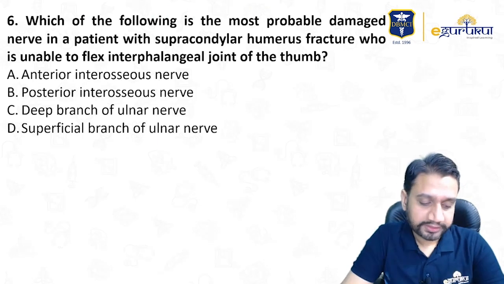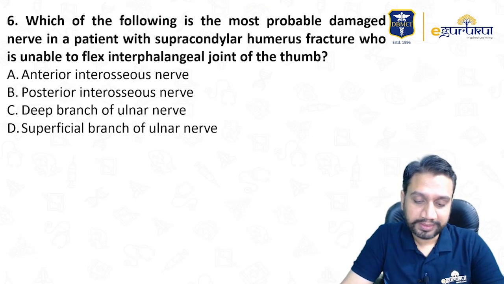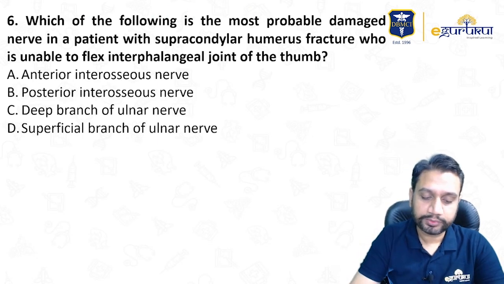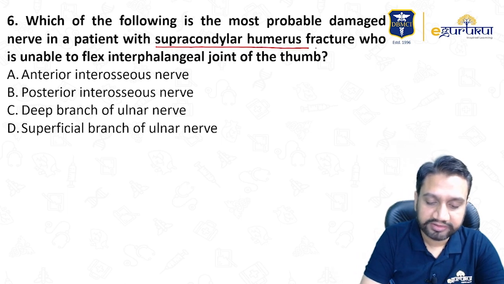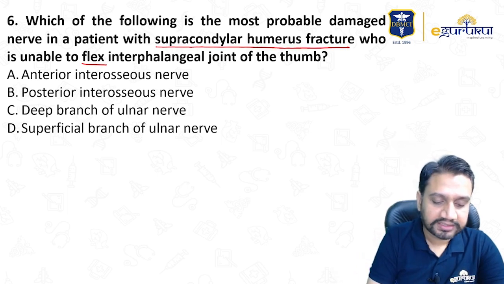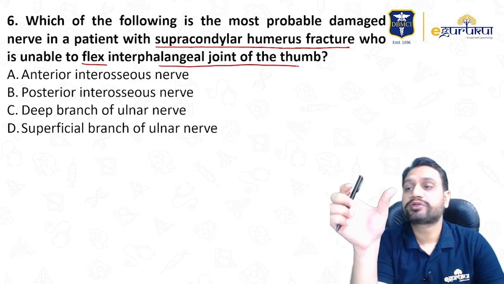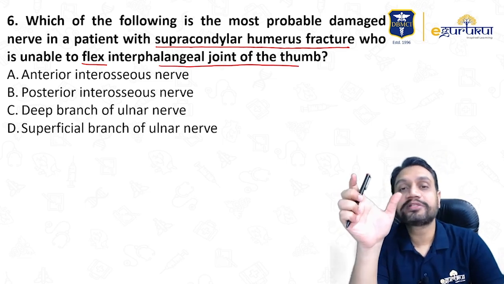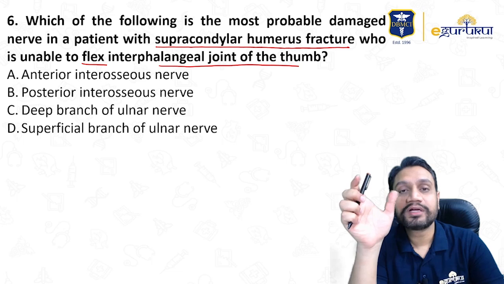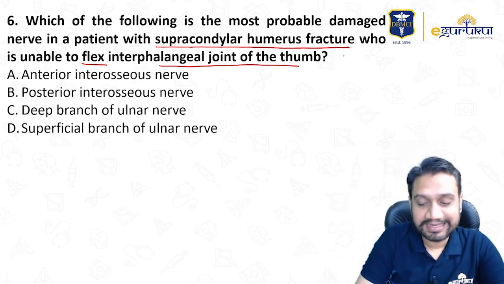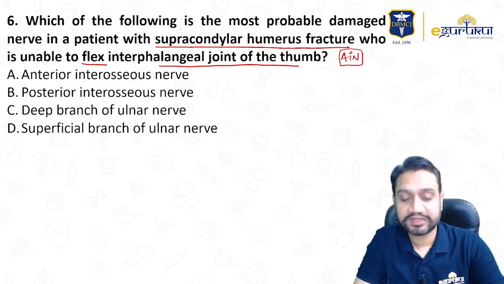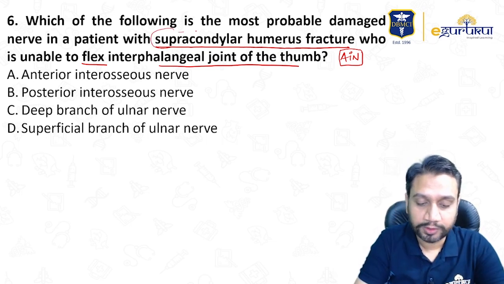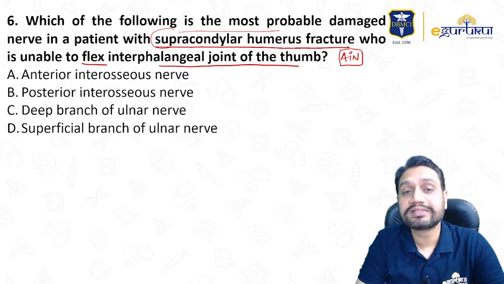Okay. Moving down to the next one. Which of the following is the probable damaged nerve in a patient with a supracondylar humeral fracture who is unable to flex the IP joint of the thumb? Here, I know that the IP joint of the thumb is flexed by the median nerve. Which branch of the median nerve? The anterior interosseous nerve. The anterior interosseous nerve is injured most commonly in which fractures? It is injured as a part of supracondylar injuries.